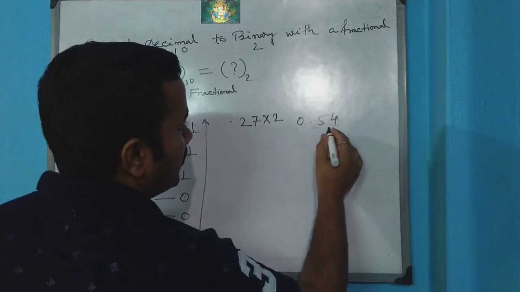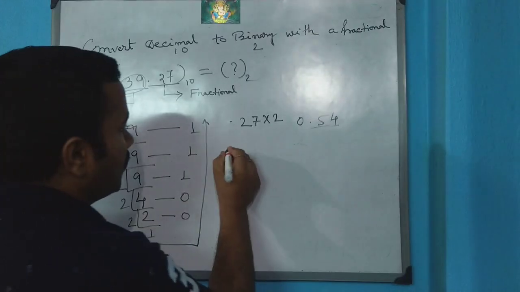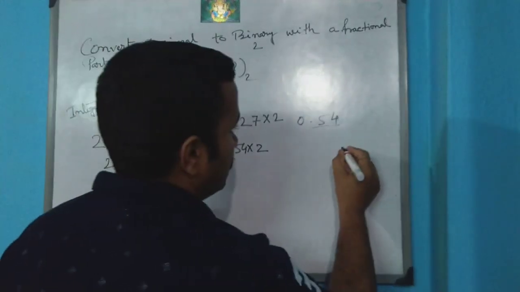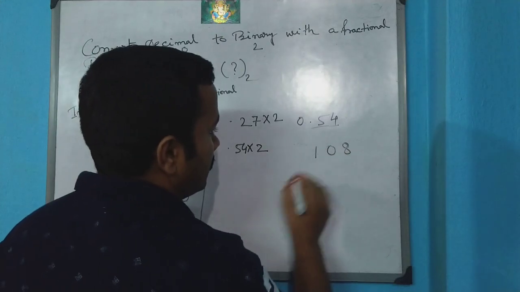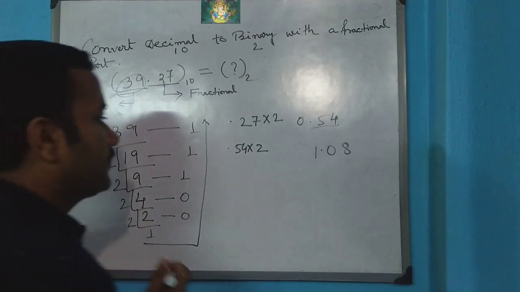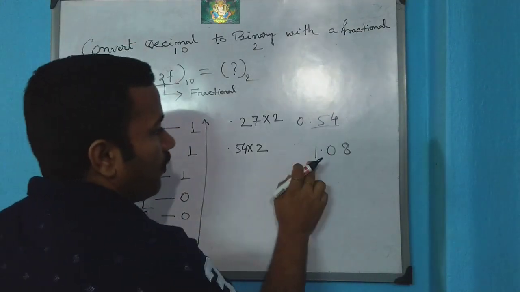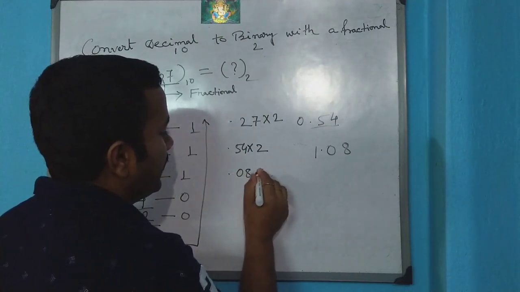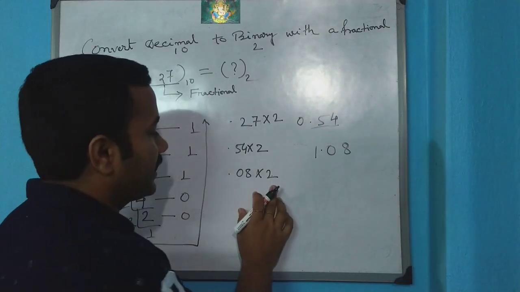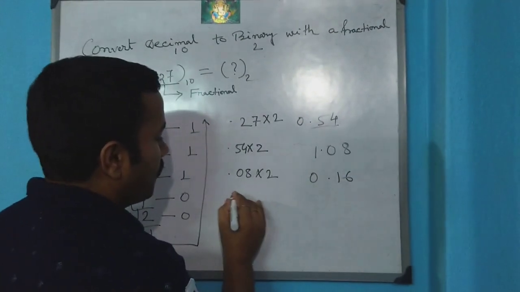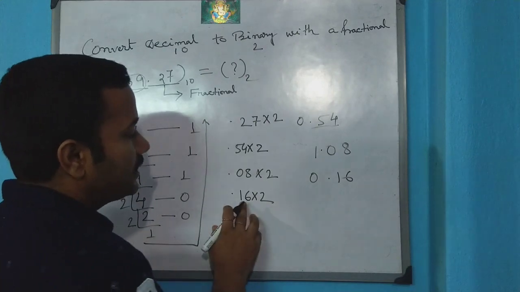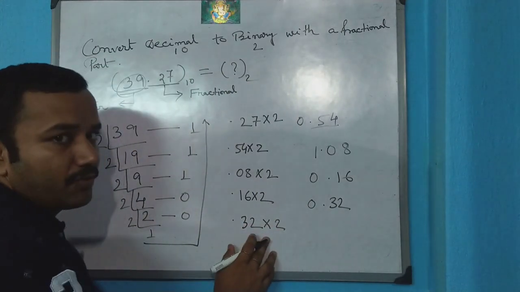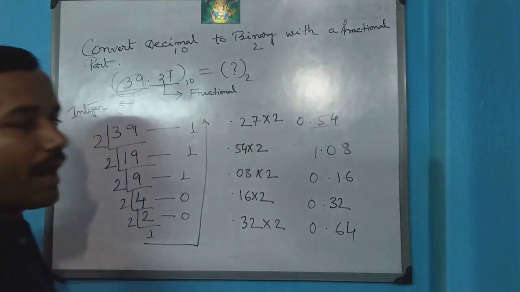Now this fractional part, again multiply by 2. 0.54 into 2: 4 twos are 8, 5 twos are 10, so 1.08. Clear? Then 0.08 into 2: 8 twos are 16, so 0.16. 0.16 into 2 is 0.32. 0.32 into 2 is 0.64.